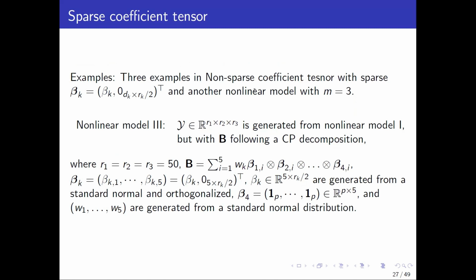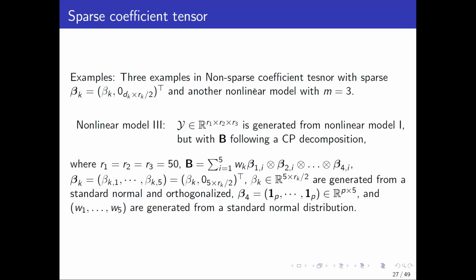All right, we also consider some sparse case. We impose some sparsity structure on the beta k: the first half of the rows have non-zero elements, and the rest of the rows are all set equal to 0. We still consider the three models that I showed you, but now with the sparsity structure on beta k. In addition, we consider one more nonlinear model, where y is a three-way tensor and the coefficient tensor beta has a CP decomposition structure. This is another popular way to decompose tensor data by imposing some low rank structure.